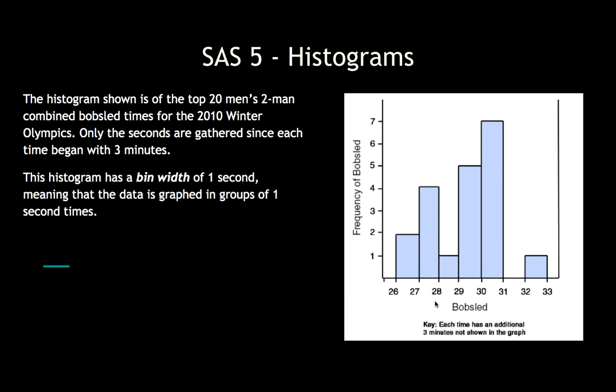Each time has an additional 3 minutes not shown in the graph. So everybody's time is 3 minutes and a certain number of seconds. And we can see from here, very few people had a time above 30 seconds. All right.